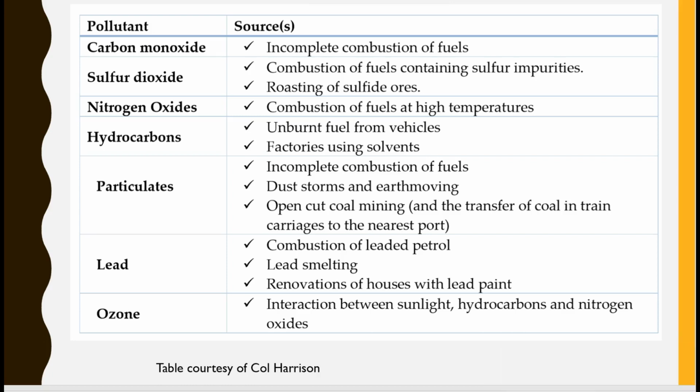carbon monoxide, again from our incomplete combustion, sulfur dioxide, and that can again come from our combustion of fuels, hydrocarbons, so burning from cars, burning from factories, and just general particulates, dust storms, earth moving, open cut mining, transferring coal in trains, it blows off in the wind, incomplete combustion of fuel, and so on, can have some real impacts on our air quality as well.